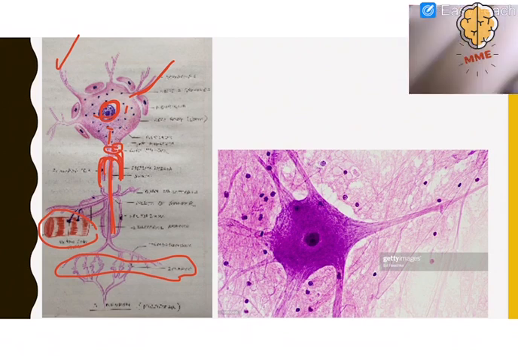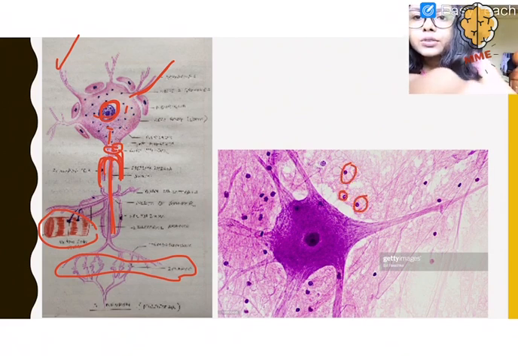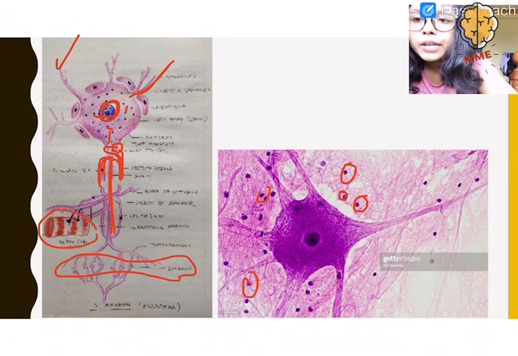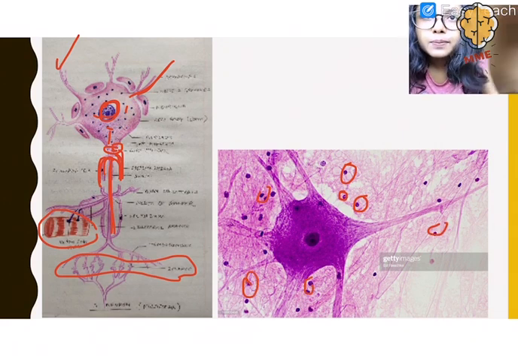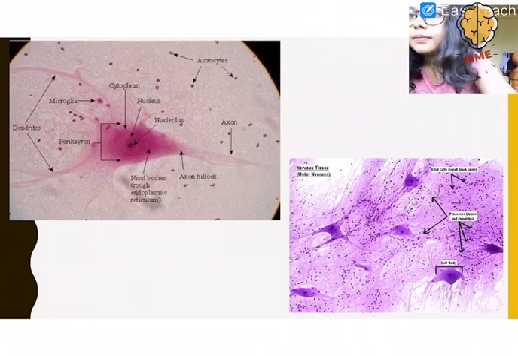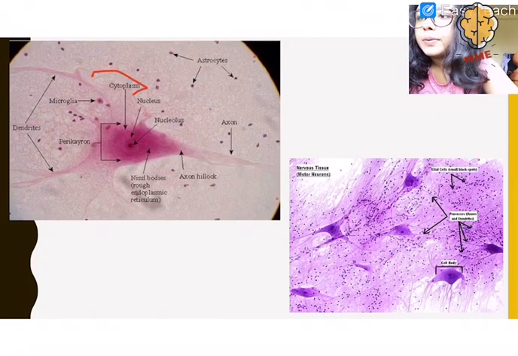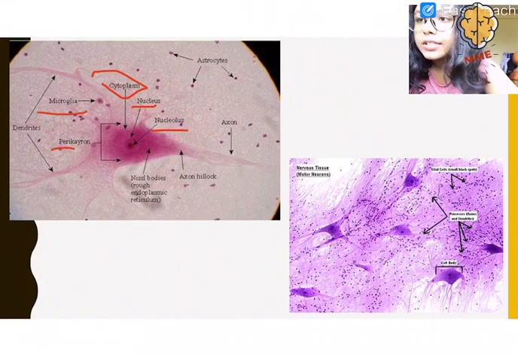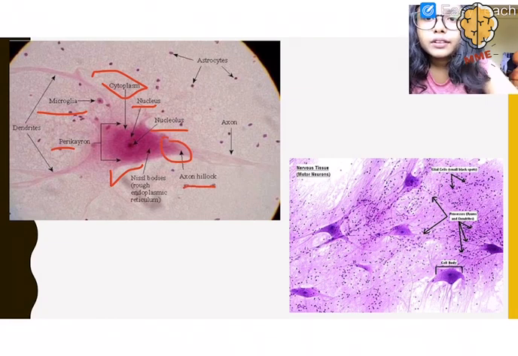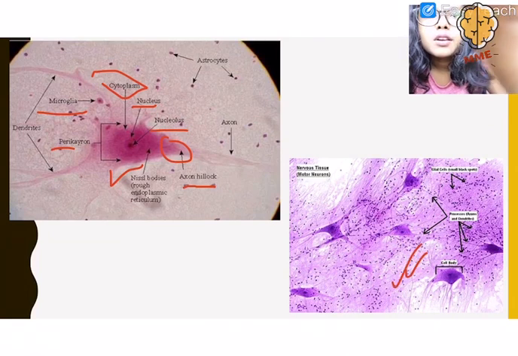These are the neuroglia cells, the supporting matrix cells, where the neuron is placed to support it. So this is the cytoplasm, this is the nucleus, this is the nucleolus, this is the microglia, this is the perikaryon, the cell body. The Nissl granules are actually the rough endoplasmic reticulum, and this is the axon hillock. This is also the nervous tissue.